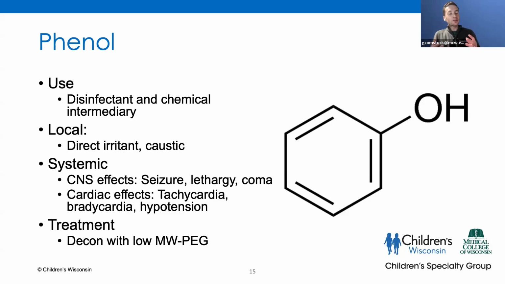So it's actually been studied multiple times. The classic way you decon phenol in order to get it to adequately irrigate off is with a low molecular weight polyethylene glycol. That's what's there on that bottom line on the slide. This has been studied a couple of times in the last several years where instead of using the polyethylene glycol, water or saline or even a high molecular weight polyethylene glycol is used, and the same degree of irrigation and elimination of phenol has been seen.